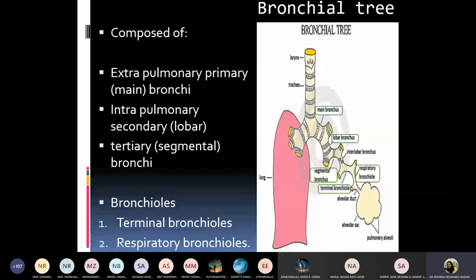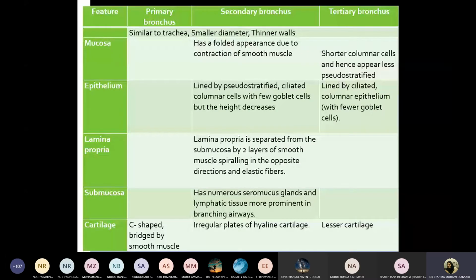I put a table for you to see the difference between the primary, secondary, tertiary bronchus. Primary is similar to trachea. Only the diameter is small. That's the difference. If you look at a trachea in the microscope and a primary bronchus in the microscope, you will not be able to tell any difference because it is the same. Only the diameter is smaller. So that is done. Let's go to the secondary bronchus.